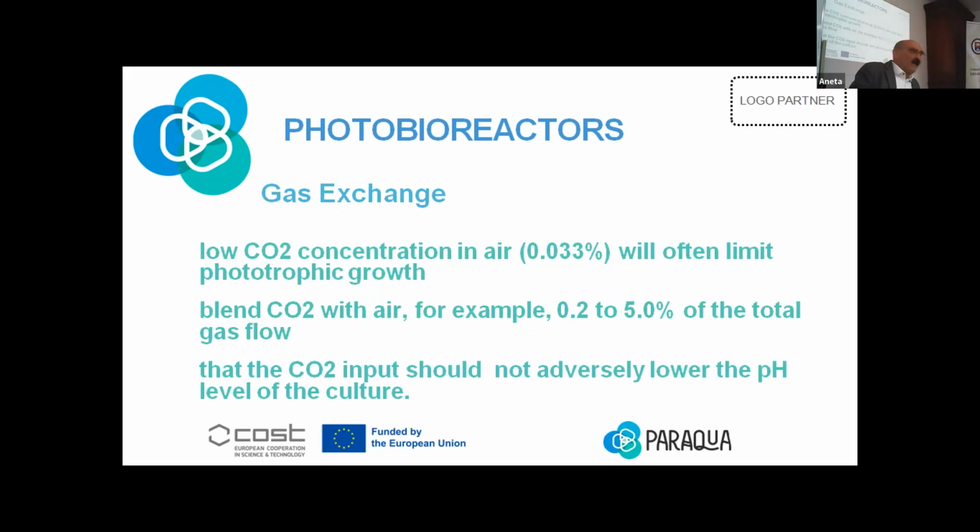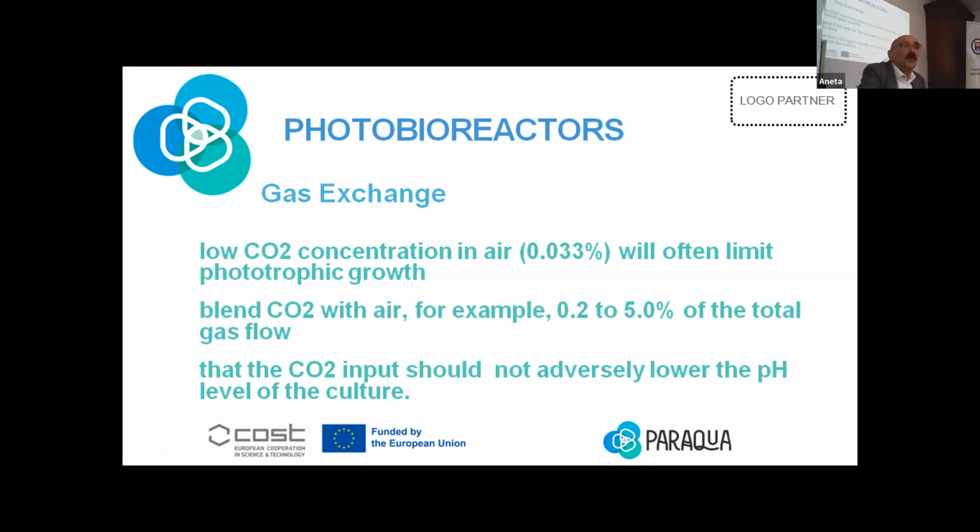So why introduce CO2 if we have only 0.33% of CO2 in the air bubbles? It will limit the growth. So we add more. It's good to add more CO2, between 0.2 and 5% in the total gas flow. We have to be careful with CO2 because you know what happens with CO2. It creates acid, and then pH is going down.